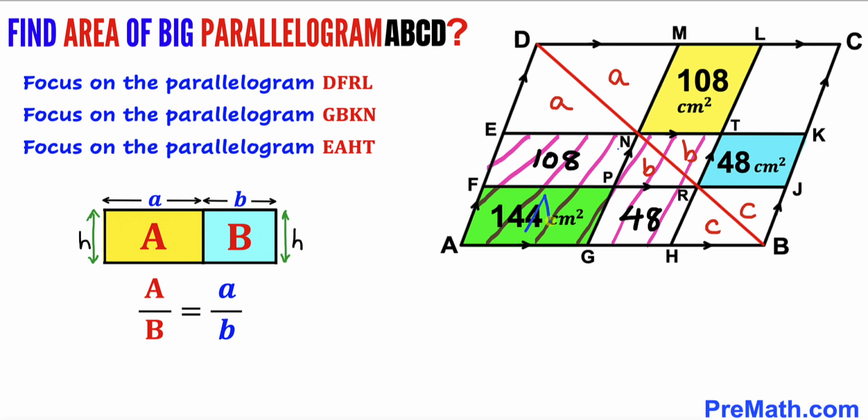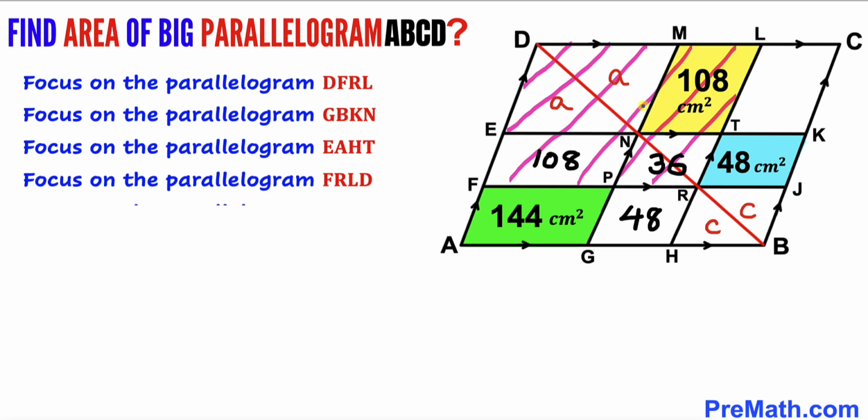Let's focus on this green parallelogram and this next parallelogram, and we can see that their area ratio is 3 to 1. In other words, if I divide this 144 by 3, I'm going to get this number 48. And likewise, I'm going to divide this 108 by 3 to get this area. We know 108 divided by 3 is 36. So therefore, the area of this parallelogram turns out to be 36 centimeter square.